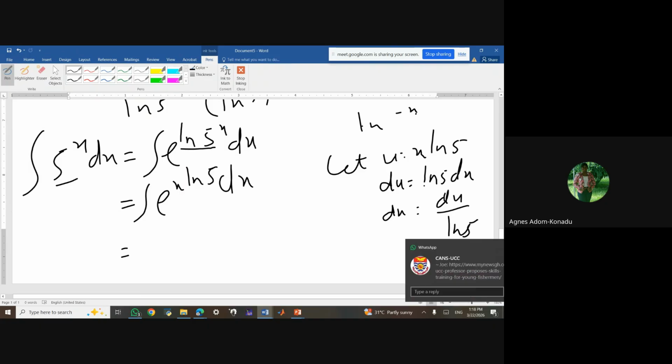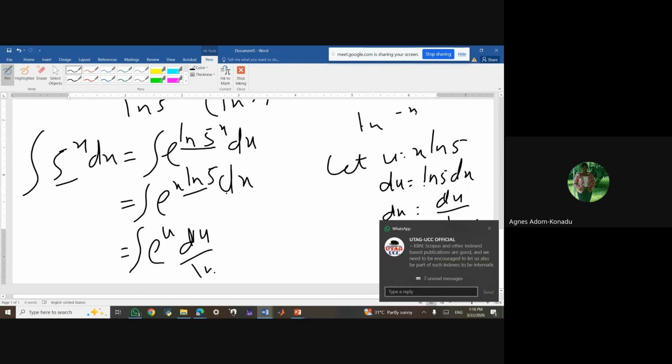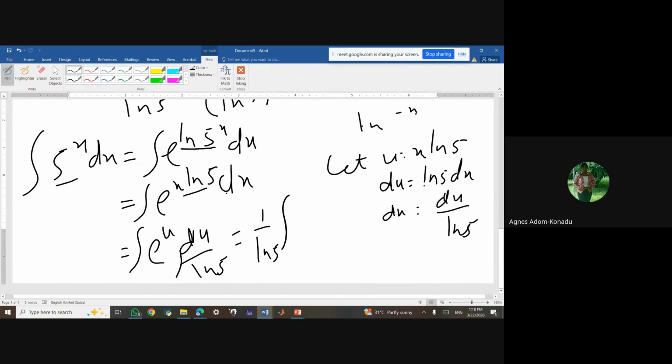So I'll go back here. This will be the integral of e to the power u, and my dx is du over ln 5. Then when I integrate this, this is the same as 1 over ln 5 times the integral of e^u du. When I integrate e^u, I'm going to get e^u plus c. Remember my u is x ln 5, so this is 1 over ln 5, e to the power x ln 5, plus c.